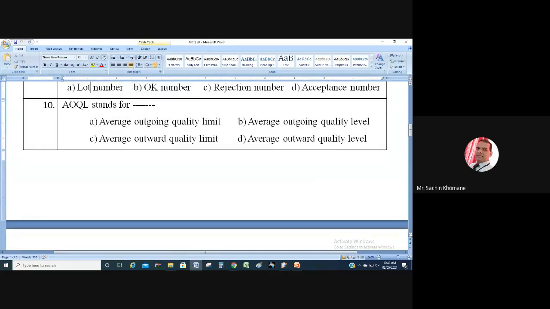AOQL. So we have seen one more long form, AOQ. Right, only the L is added extra here. So what is the long form of it? Average outgoing quality, that we know. So average outgoing quality level, that is AOQL.